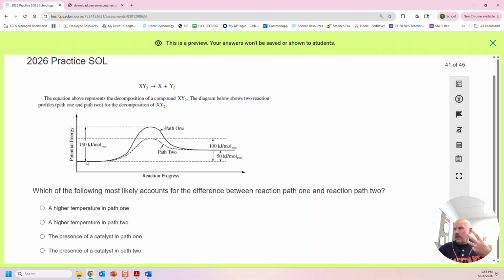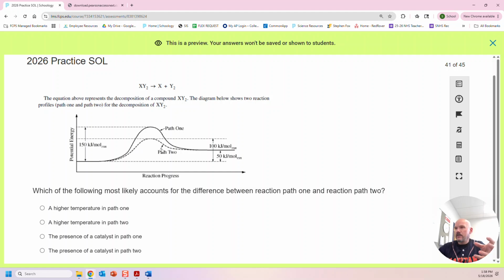It doesn't change the starting point and the stopping point of the reaction. It changes the middle part. It changes the energy barrier between the reactants and the products, right? So that difference, remember, from here to there is the activation energy. What does the catalyst do? It lowers the activation energy.